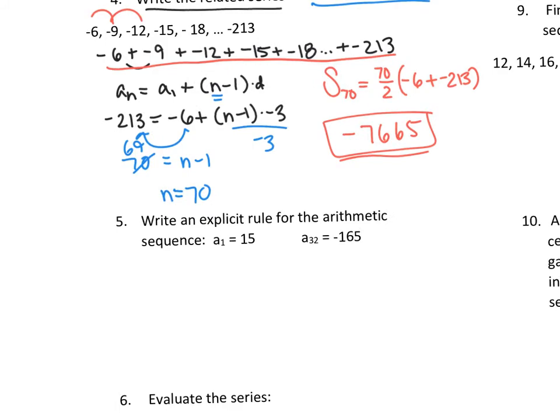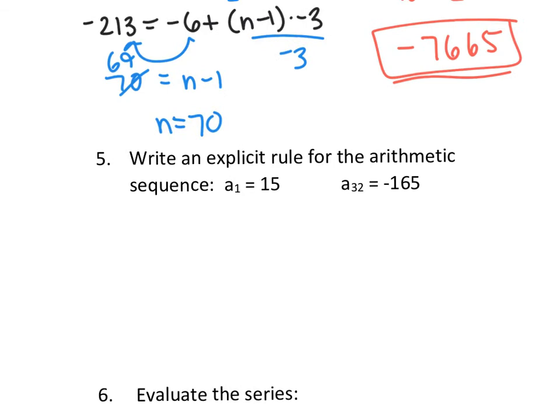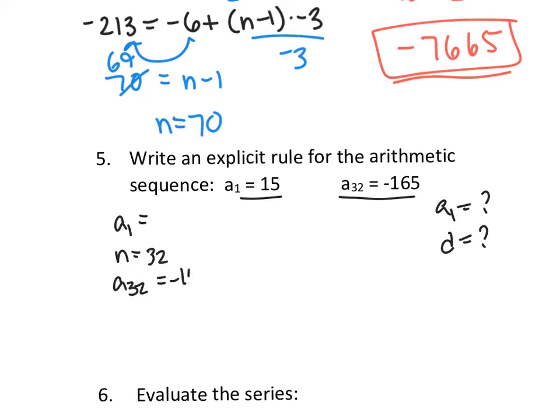Okay, number 4, write an explicit rule or an equation. Same thing, formula for the arithmetic sequence. So your first term is a sub 1, and your 32nd term is negative 165. For an arithmetic sequence, we need to know what the a sub 1 is and the difference in order to write our formula. So right now I have the a1, I have the nth, because n is 32, and I have a sub 32, which is negative 165.